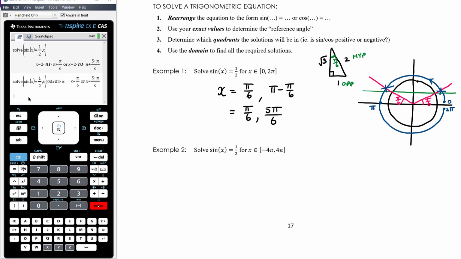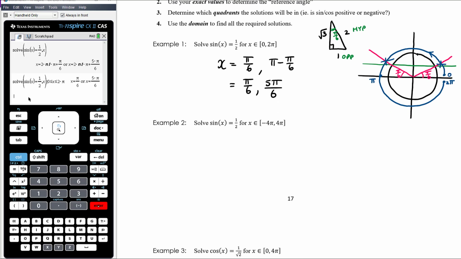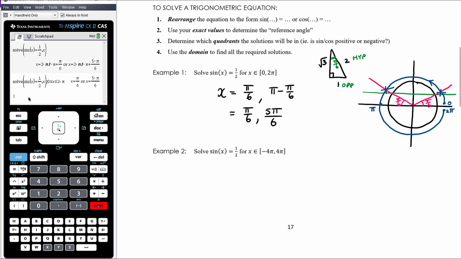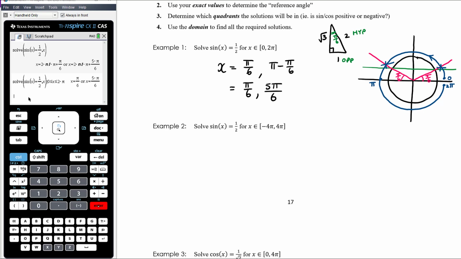Example 2 is exactly the same equation except with a different domain. So all the information we've done for steps 1, 2 and 3 apply. So identifying pi on 6 as my reference angle, and finding the location of the solutions in the unit circle, is all still correct for this equation. But the difference is we're going to do 2 laps of the unit circle.